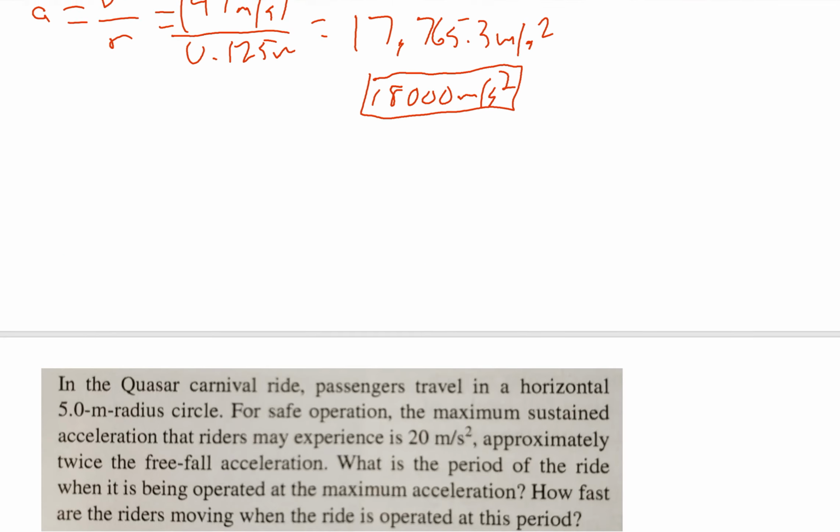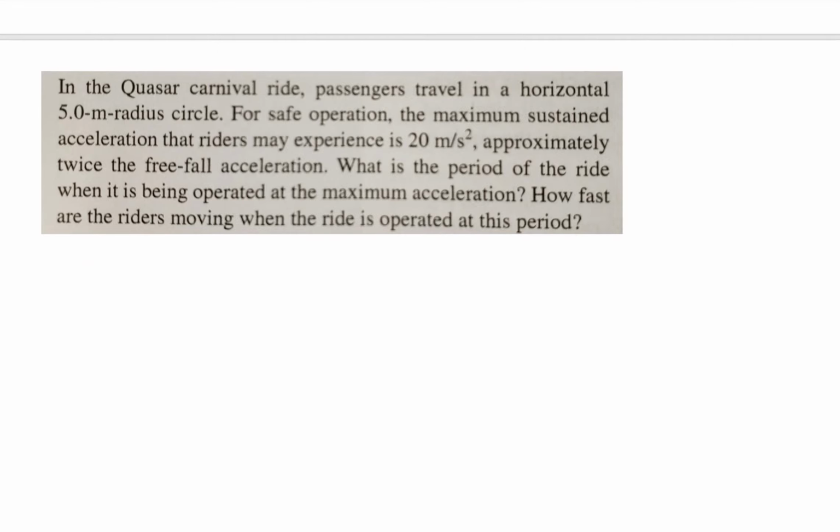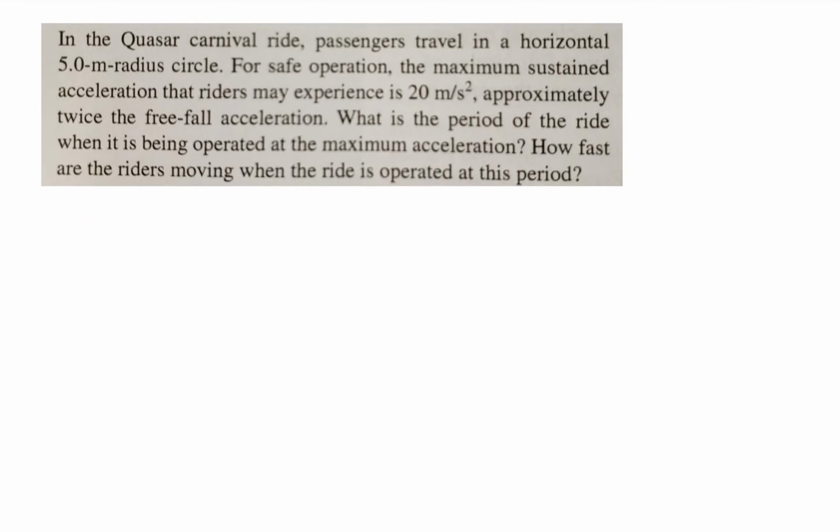Okay, so let's move on. In the Quasar Carnival ride, this is like the Gravitron ride, if you've ever been. I think they call it the Gravitron ride still. You're traveling around in a horizontal, like a clothes washing machine, where the thing spins and spins and spins and squeezes all the water out of it. This is the same kind of thing. Passengers travel in a horizontal 5-meter radius circle, and then they basically get stuck to the side. The little slide slides up, and then you're basically stuck to the side, hanging there, and it seems like gravity has gone away. That's why they call it the Gravitron.